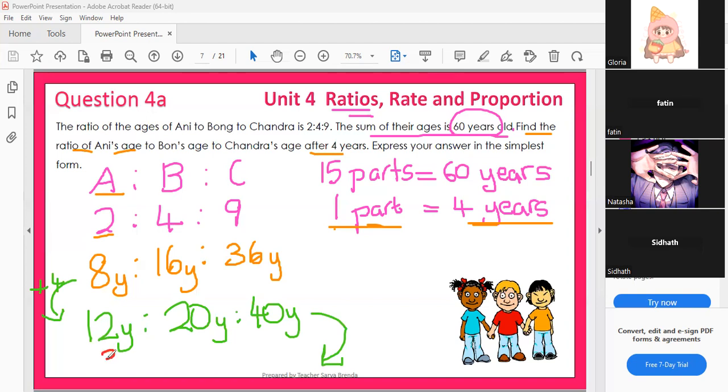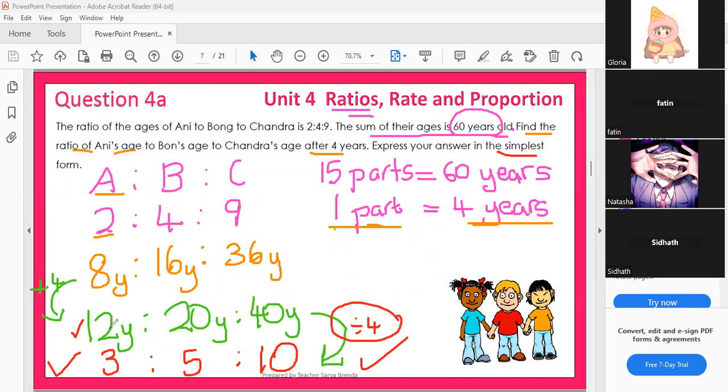So 12 divided by 4, I'm going to get 3. 20 divided by 4, I'm going to get 5. 40 divided by 4, I'm going to get 10. Can you see? I divide by 4 to simplify the ratio. Okay? Now, this is your answer. I like this type of question. Express your answer in the simplest form. That's why you divide. If not, the previous ratio can stand as the answer, but when you say simplest form, you have to divide by a common number.